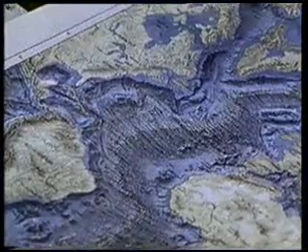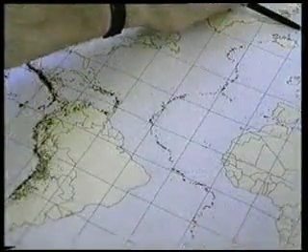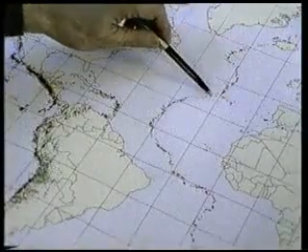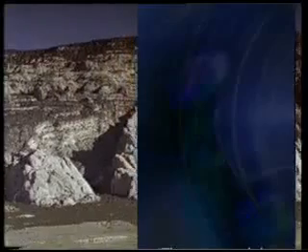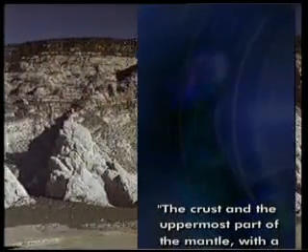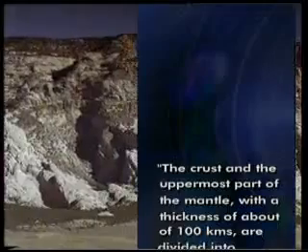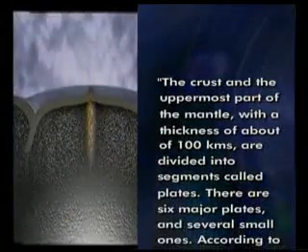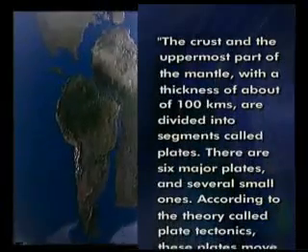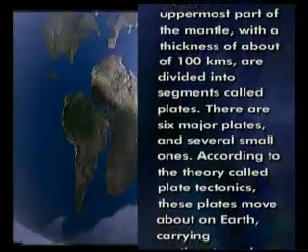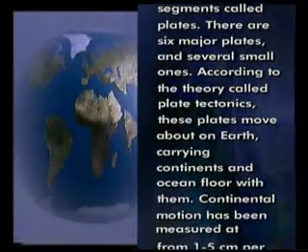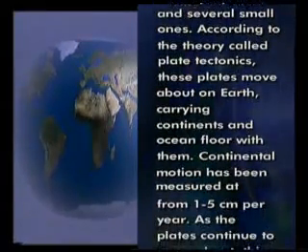Discovered as a result of the geological research carried out at the beginning of the 20th century, this movement of the Earth's crust is explained by scientists as follows. The crust and the uppermost part of the mantle, with a thickness of about 100 kilometers, are divided into segments called plates. There are 6 major plates and several small ones. According to the theory called plate tectonics, these plates move about on Earth, carrying continents and ocean floor with them.